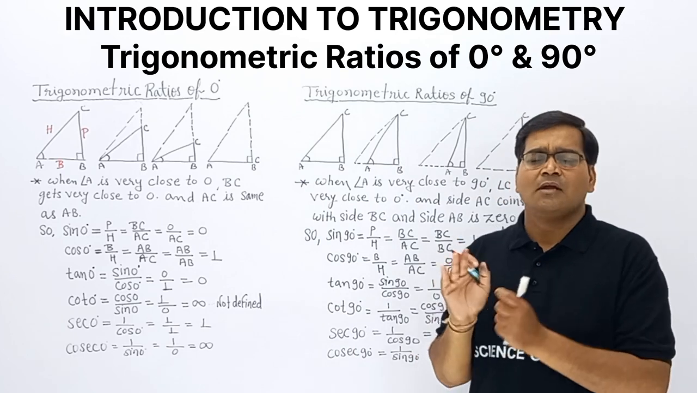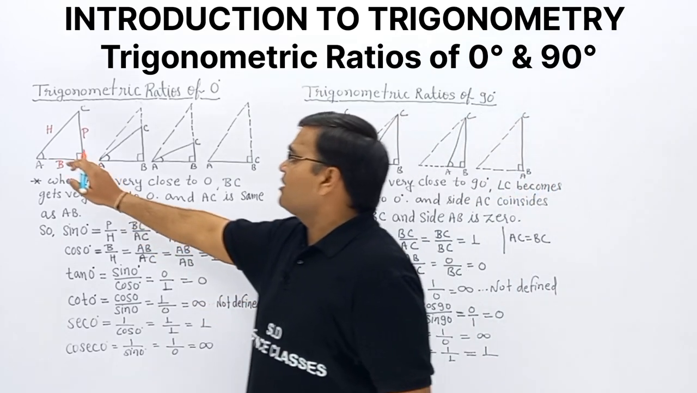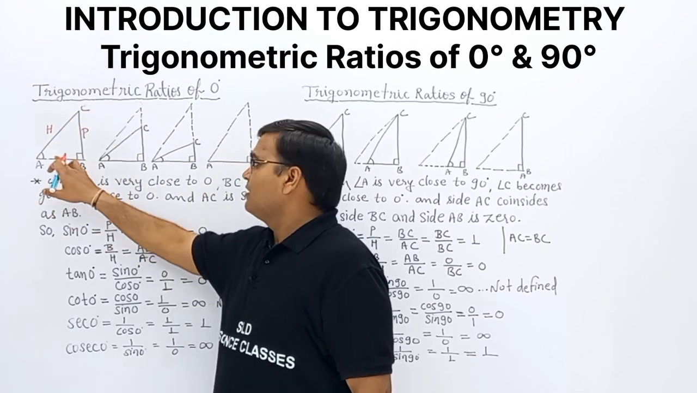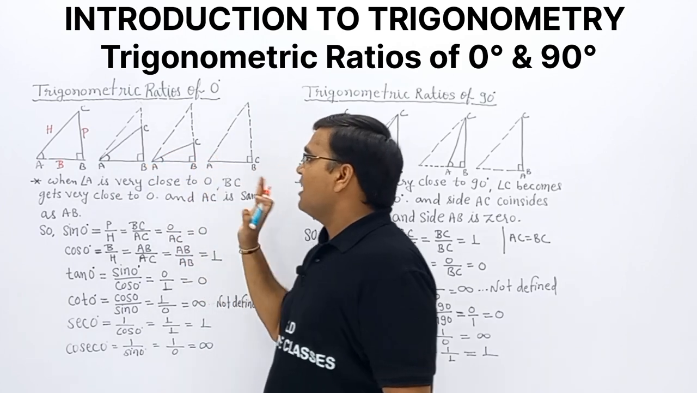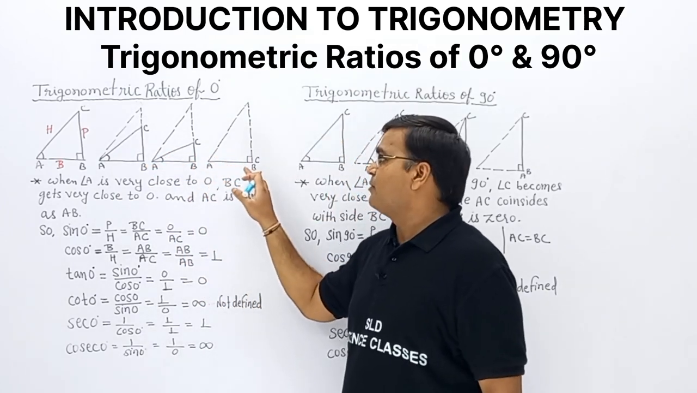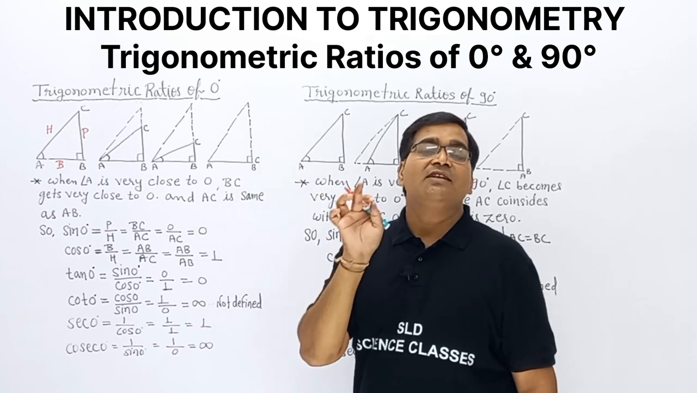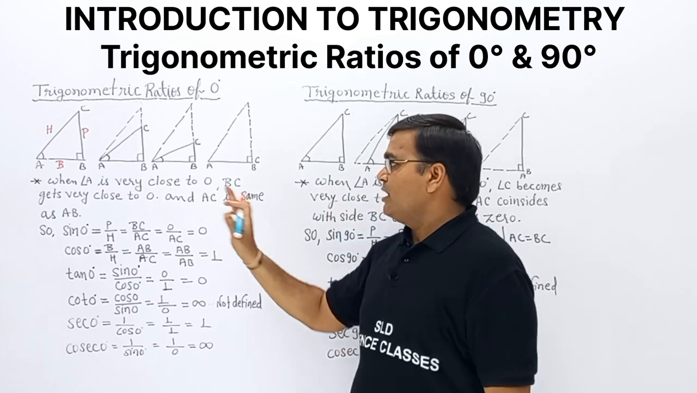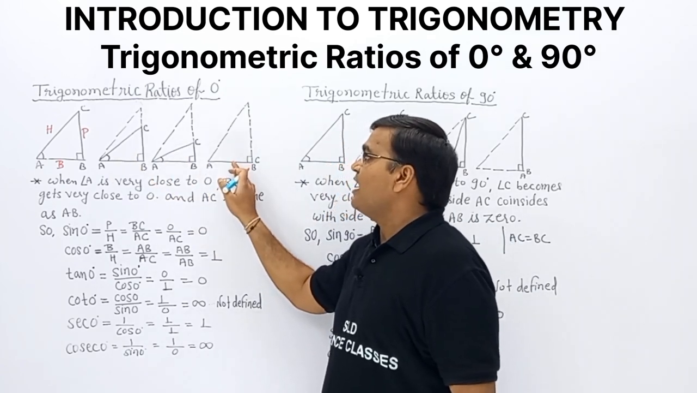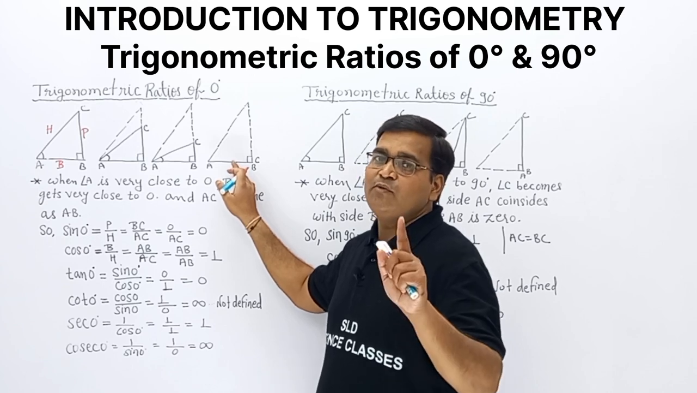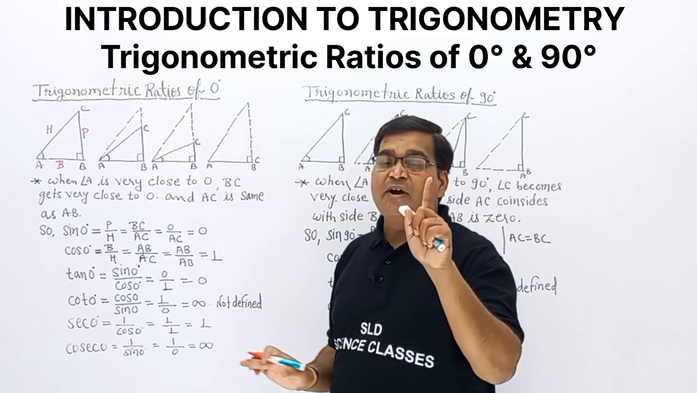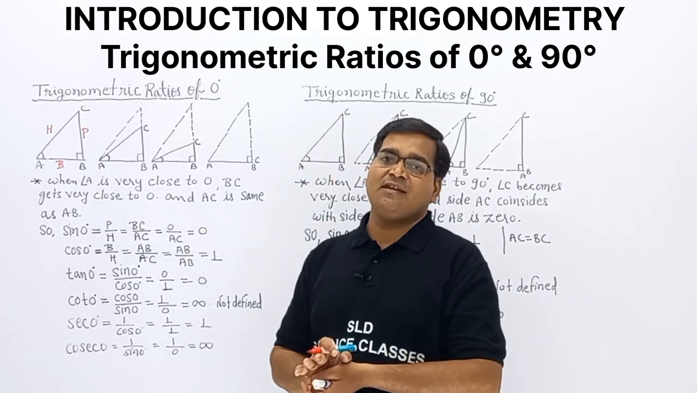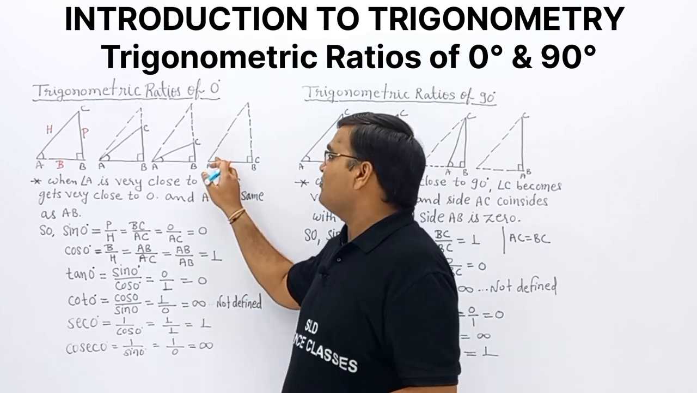So in these diagrams, what is happening? This acute angle A is going to be reduced. This angle is decreasing. And finally, in this diagram, the acute angle A is 0. It means we will consider theta as 0. The angle is reducing, and in this diagram we get theta equal to 0. A is reduced to 0. When the angle is very close to 0, or angle A is 0 degrees, it means angle A is 0 degrees.